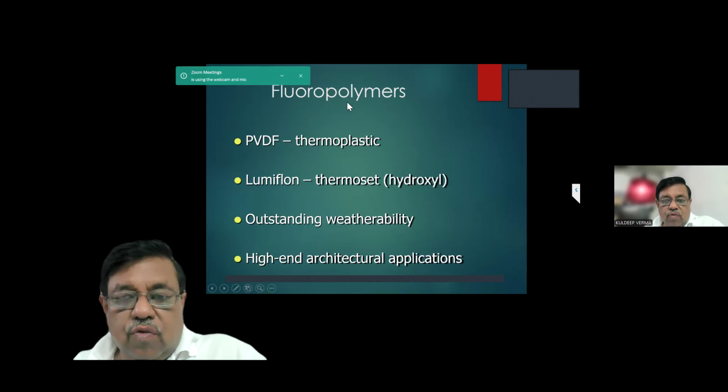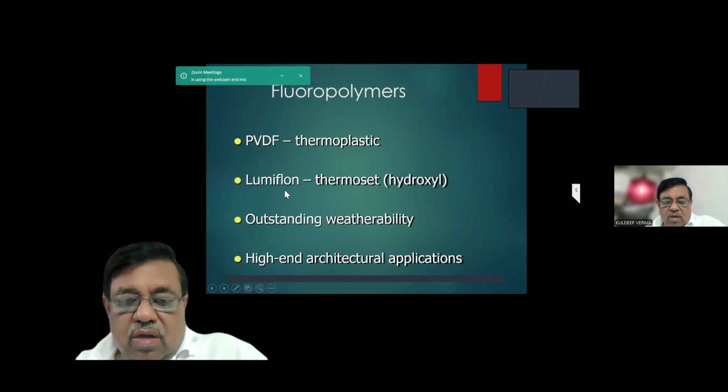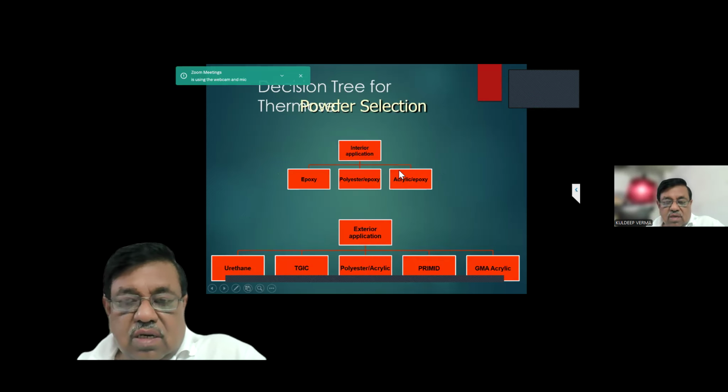Then fluoropolymers: PVDF, thermoplastic, and Lumiflon, thermoset. These are again different polymers. This is very important for all powder manufacturers. The criteria for thermoset powder selection.